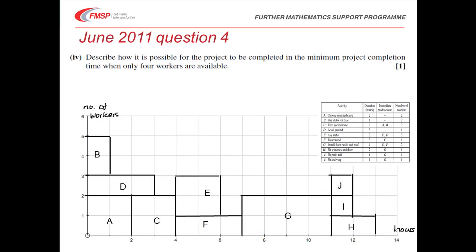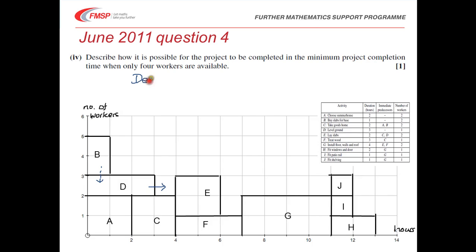So in part 4 then, it says describe how it is possible for the project to be completed in the minimum project completion time when only 4 workers are available. So in other words, this B activity is a bit of a problem. But what we could do is we could move D along, so delay that for an hour, and then B could slot in there, couldn't we? So we don't need to draw the diagram. All we're asked to do is to write it down for 1 mark.